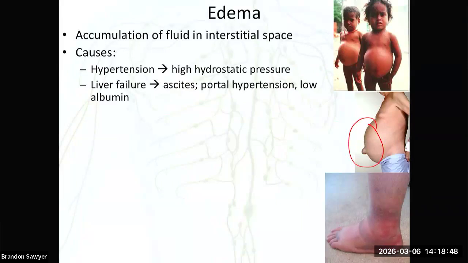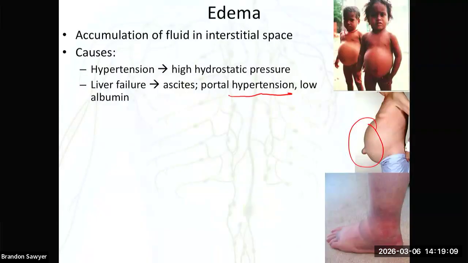That's ascites. So liver failure leads to 2 separate things that mess with that and cause swelling. Number one is portal hypertension. So that means high blood pressure in the liver. Okay. The reason for that is because our liver starts breaking down and the cells get replaced with scar tissue instead of functioning cells.